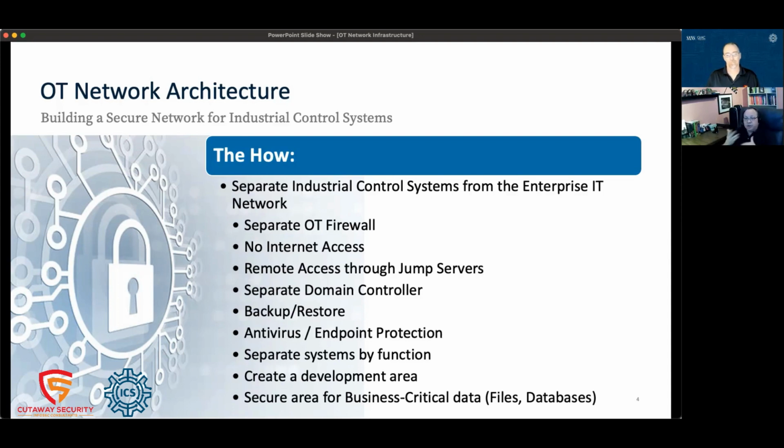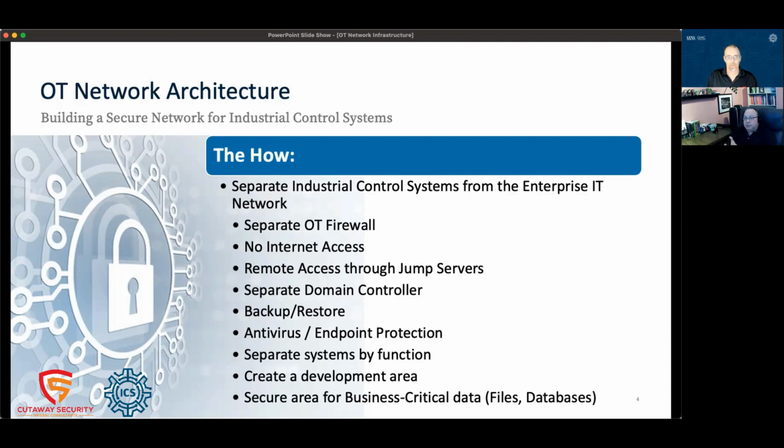Antivirus and endpoint protection. Again, a lot of people are really good at this. This has really come a long way in OT in general. A lot of those engineering laptops that you see running around, the ones that really aren't taken care of by IT, now we're even starting to see endpoint protection on those.